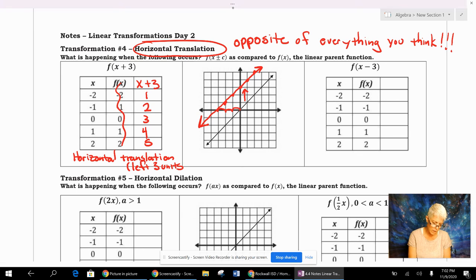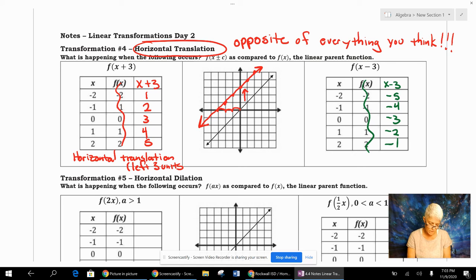So I'm going to go ahead and use a different color. All right, now I have an x minus 3. So now I'm going to subtract 3 from it. So I have a -5, a -4, a -3, a -2, and a -1. So again, let's see what this looks like on the grid compared to our parent function, because we always compare everything to the parent function to understand the transformation.